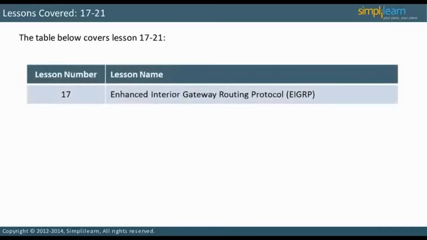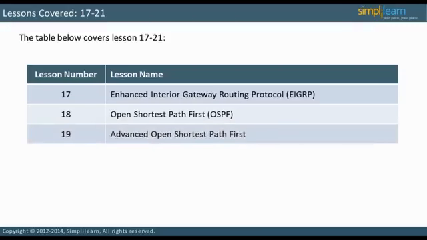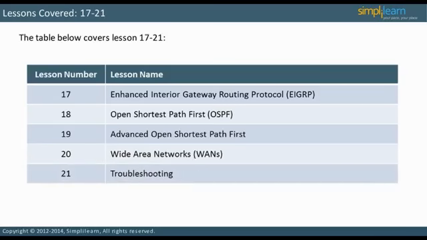Enhanced Interior Gateway Routing Protocol, EIGRP, is the topic for Lesson 17. Lesson 18 will discuss the Open Shortest Path First OSPF routing protocol, and Lesson 19 deals with advanced topics in OSPF, which is multi-area OSPF. The subject of Lesson 20 is Wide Area Networks, WANs. Lesson 21 will address troubleshooting. In the next slide, let us look into the Cisco CCNA exams.